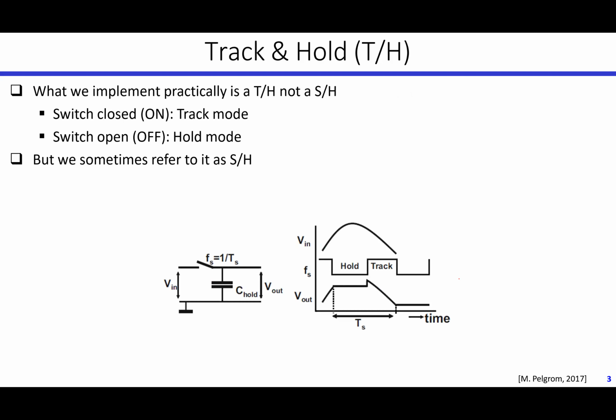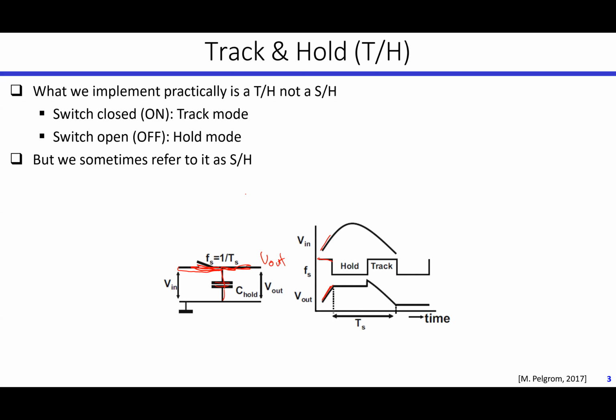So how does it operate? When the clock signal is high, we assume the switch is closed. It's conducting, and Vin is either charging the capacitor, or if the capacitor has a previously higher value, it discharges into Vin. So Vout will equal Vin. This is Vout, the voltage on the capacitor, and this is Vin. When the clock is high, Vout is following Vin.